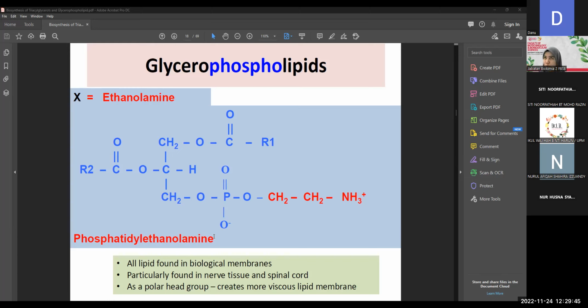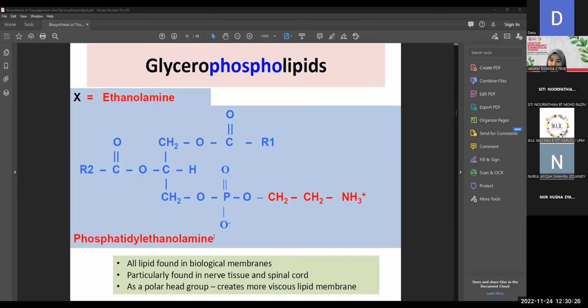Because when the blood flow to the heart is restricted, this phosphatidylethanolamine has its important function to protect the heart. I don't know, I can't remember the mechanism, but I read somewhere that this phosphatidylethanolamine is very important when we have a problem with the blood flow to the heart. And also it plays an important role in nerve tissue and spinal cord.